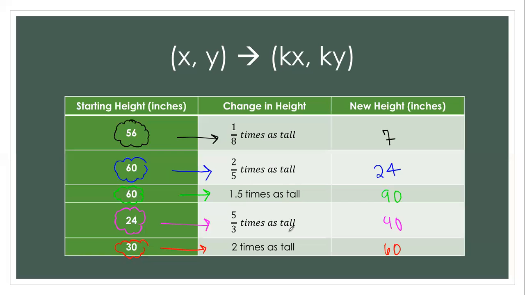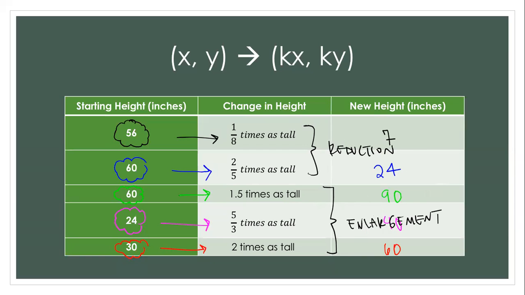Perfect observation. If you did not hear on Zoom, Esther said that when we multiplied by a number less than 1, 1/8 is less than 1, 2/5 is less than 1, the starting height to the new height got smaller. So it went from 56 to 7, 60 to 24. My height got smaller. But when I multiply by something greater than 1, 60 went to 90, 24 went to 40, 30 went to 60. It got bigger. So that's a perfect observation. So these were enlargement, and these were reduction.